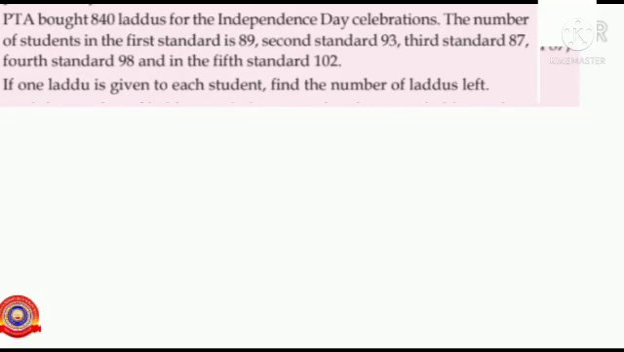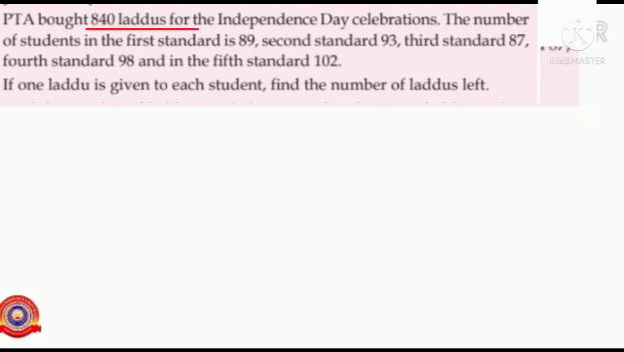See the first question. PTA bought 840 laddus for the Independence Day celebrations. The number of students in the first standard is 89, second standard 93, third standard 87, fourth standard 98 and in the fifth standard 102. If one laddu is given to each student, find the number of laddus left.